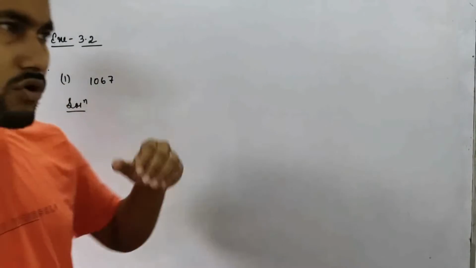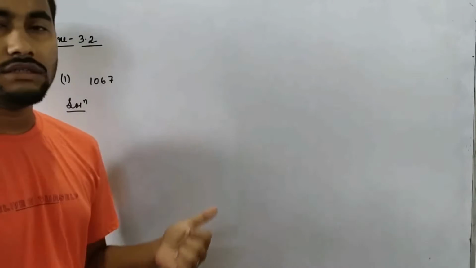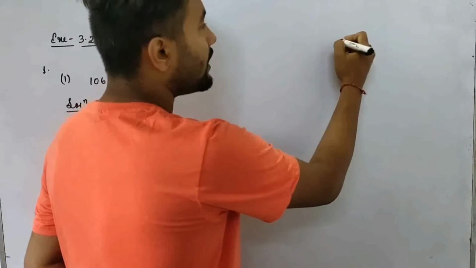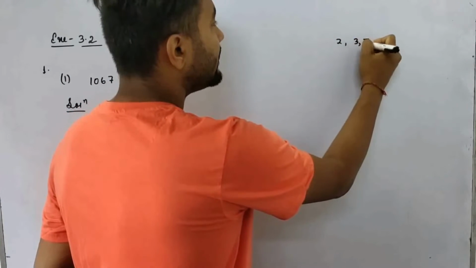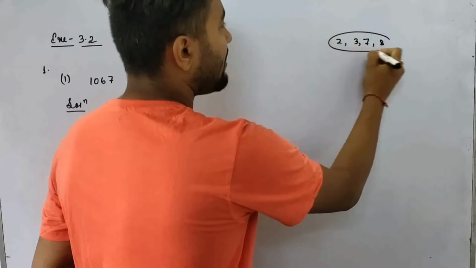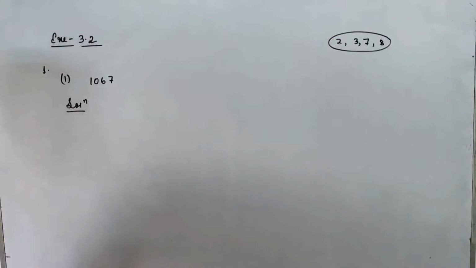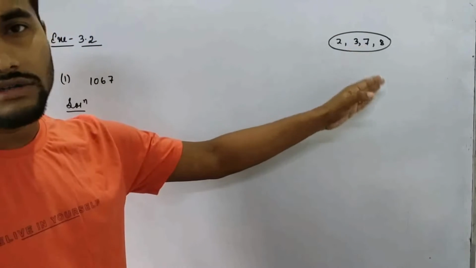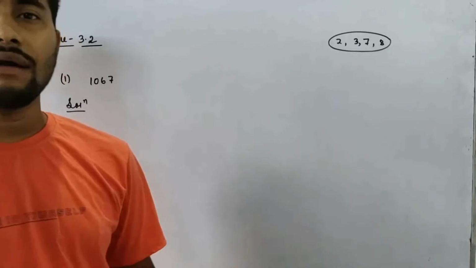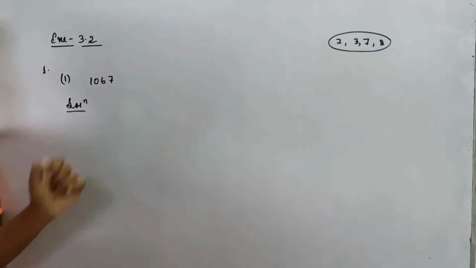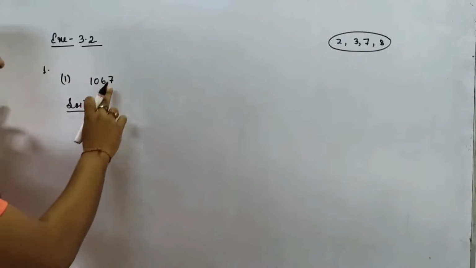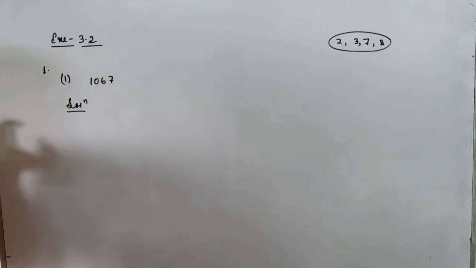In the last class or maybe in a previous class I have given the properties. Check your property: if any number is ending with the digit 2, 3, 7 or 8, that is, if any number has unit digit either 2 or 3 or 7 or 8, then definitely that number is not a perfect square. So what is the unit digit of this number? 7. If it is 7, then 100% we can say that it is not a perfect square.